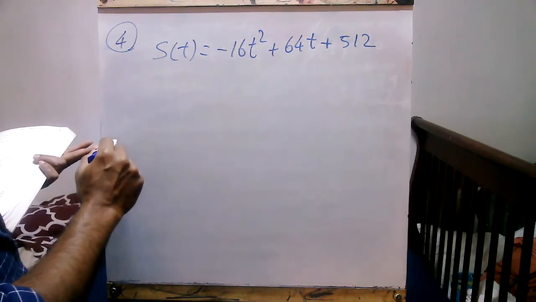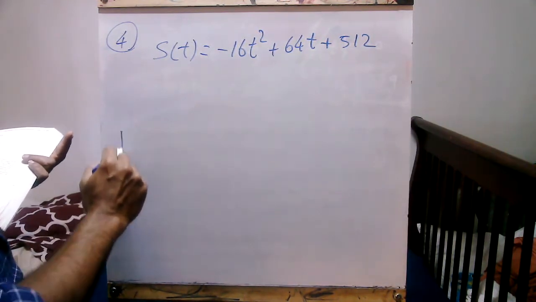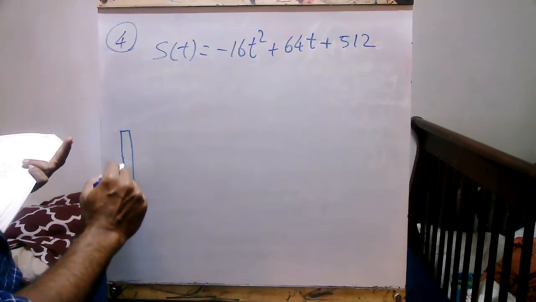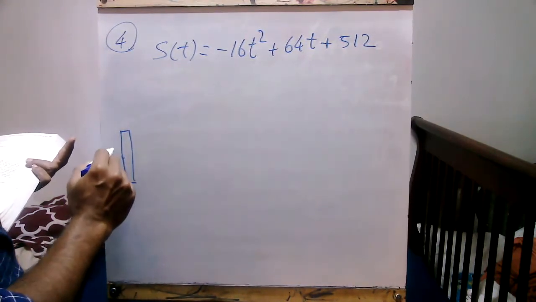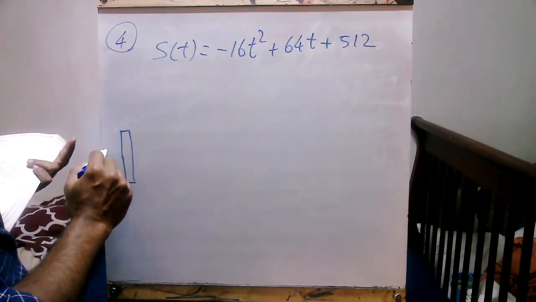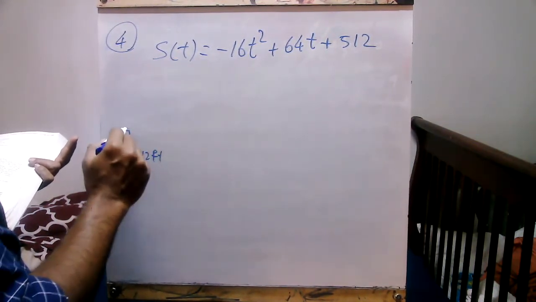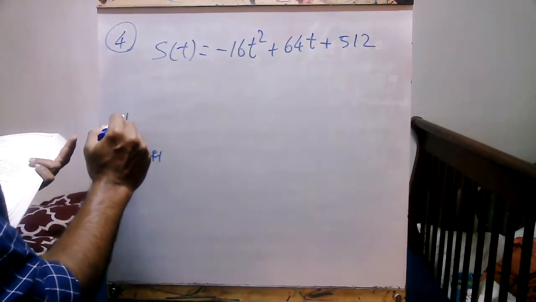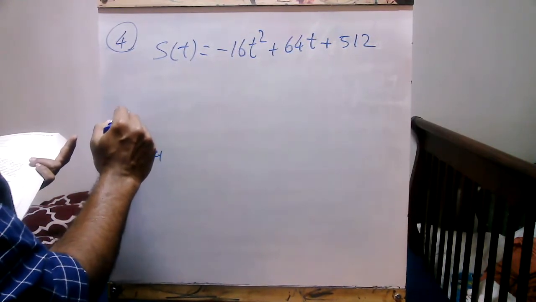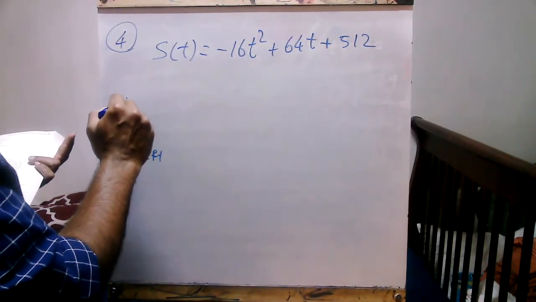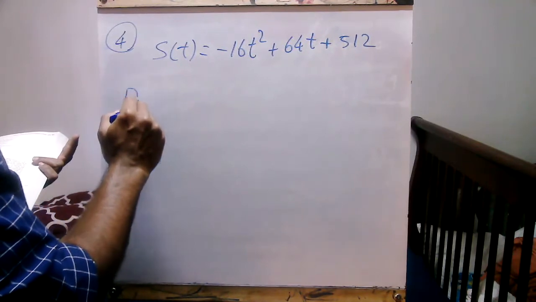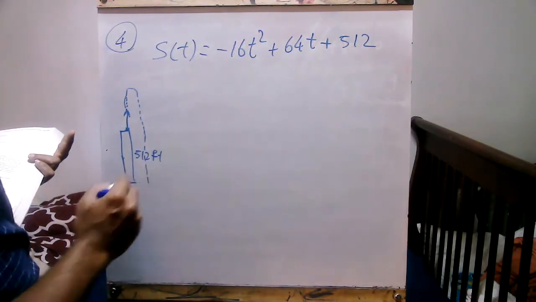Let me give you the picture they're talking about. Here is a building 512 feet tall. The ball is thrown upward here. What happens is it goes up and it comes down, right?